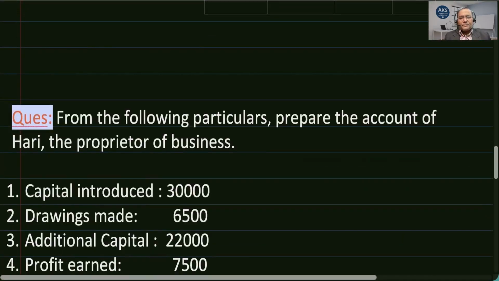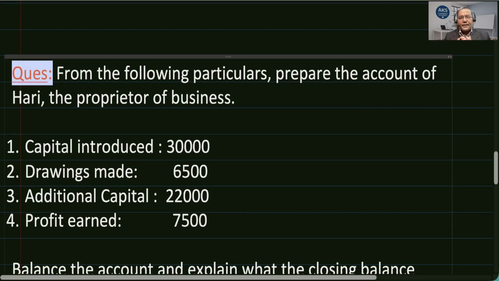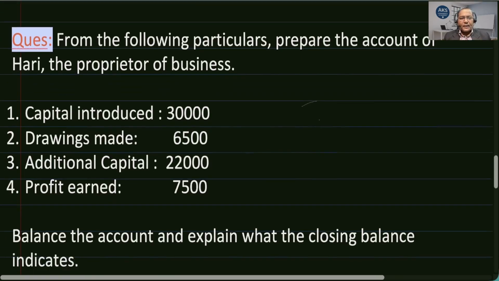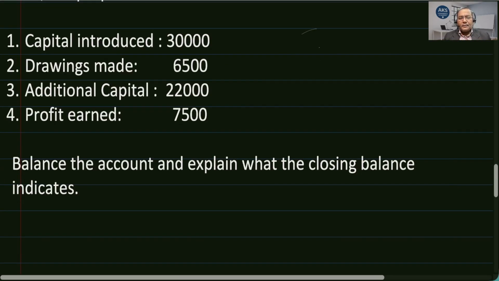Next question. From the following particulars, prepare the account of Hari, the proprietor of the business. Here we will see what is the implication or meaning when a particular account shows a credit balance or debit balance. Is this clear? So let us begin with this small account, which is capital. Balance the account and explain what the closing balance indicates. So we will see that.